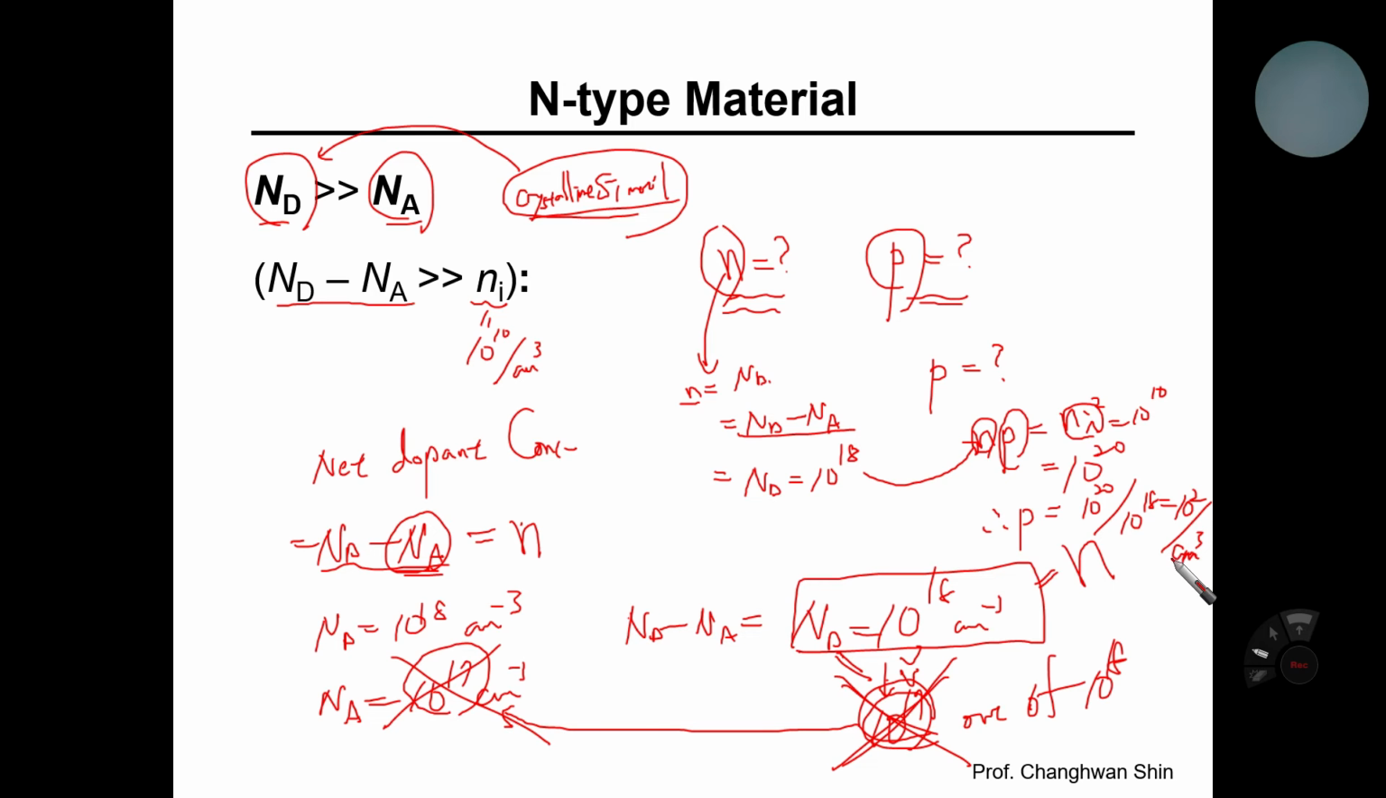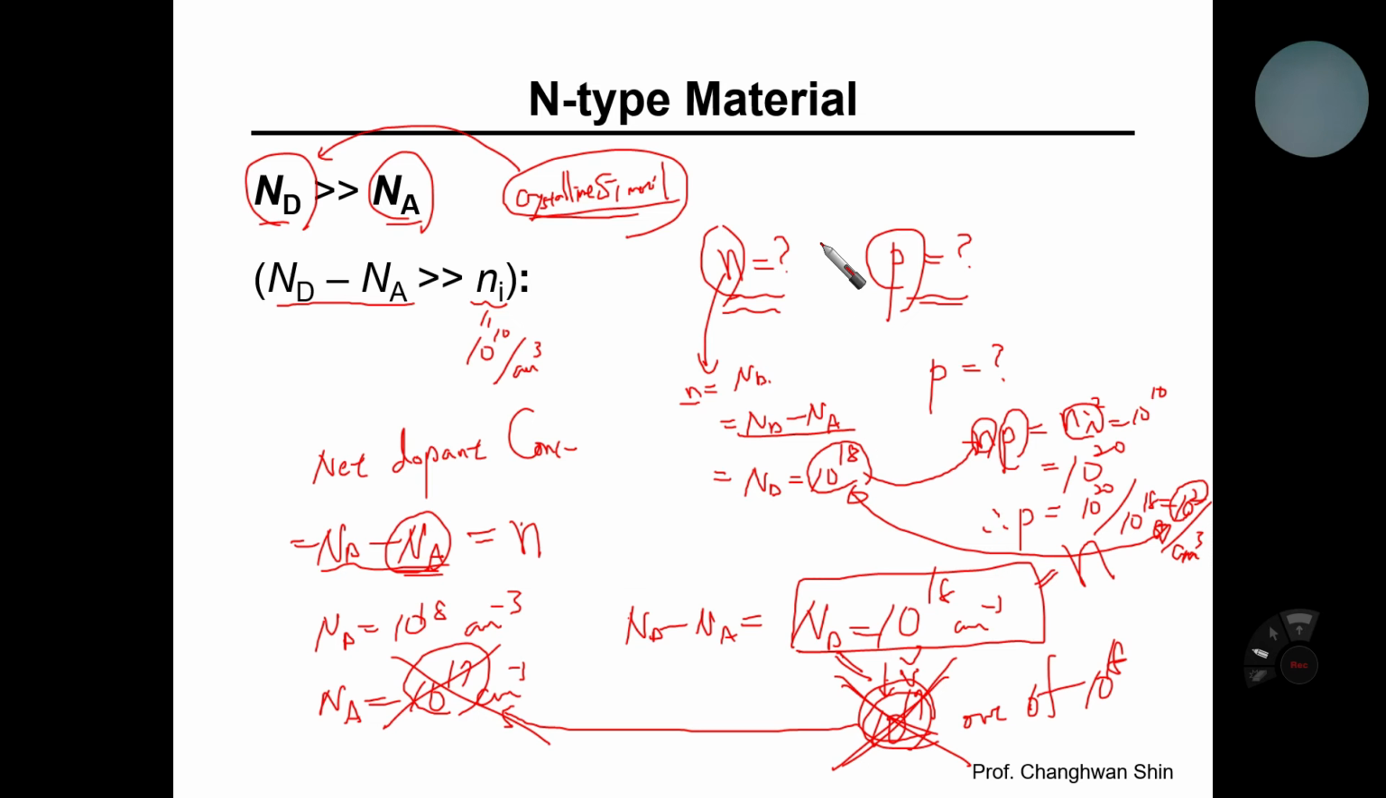So in 1 cubic centimeter, you can find 100 holes, and in 1 cubic centimeter, you can find 10 to the 18 electrons. You can now feel how big the difference is between the electron concentration and the hole concentration.